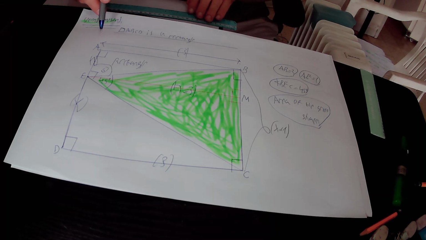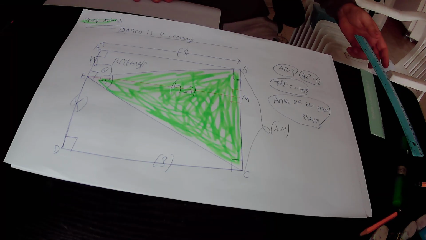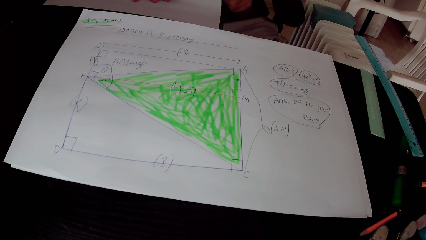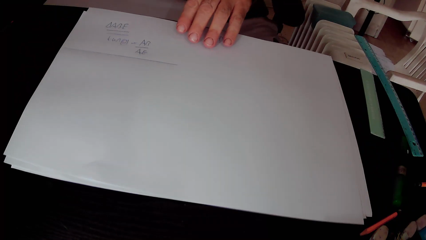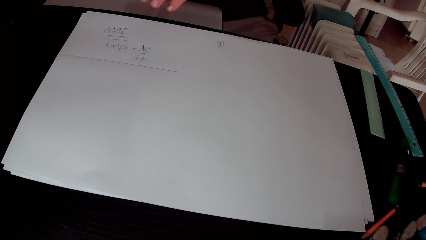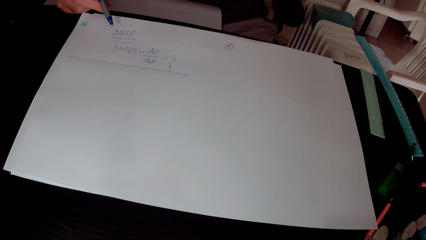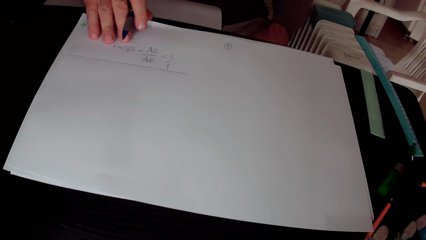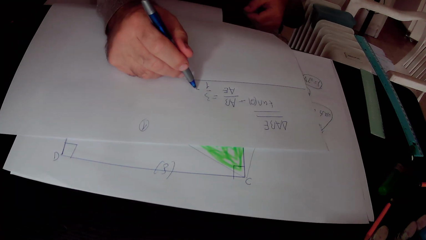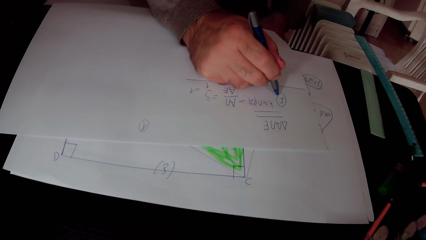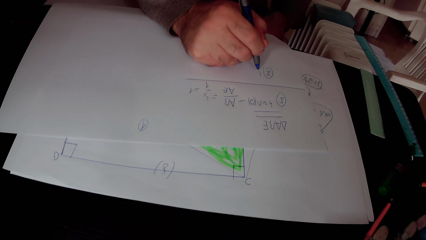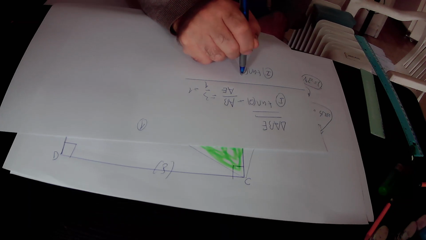Okay, again, this right triangle, triangle ABE. Tangent theta equals AB over AE. AB is 3, AE is 1. So we find that tangent theta equals 3 over 1, that is 3. So according to equation 1, we found that tangent theta equals 3.